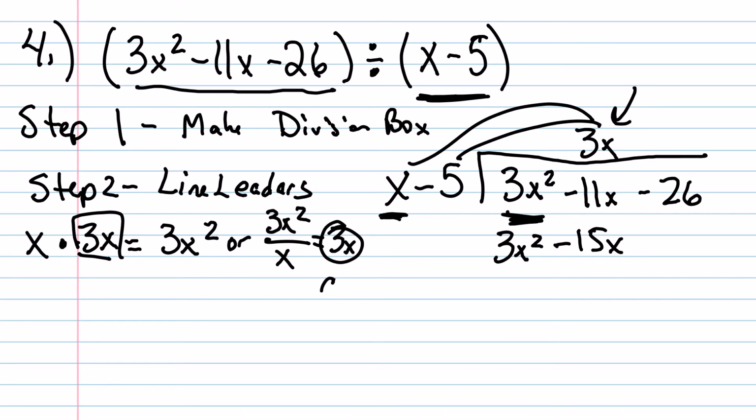Now, the most common mistake that people make is they forget that you have to change the signs before you go any further. So I change both signs here. I make that a minus, I make that a plus. That's me changing the signs. Now I can combine my like terms.